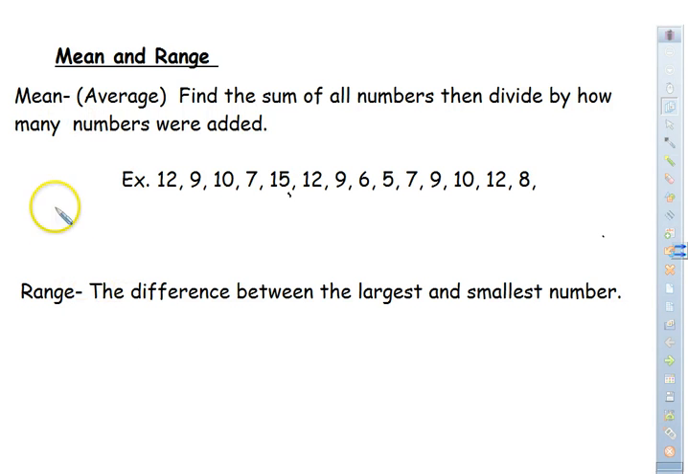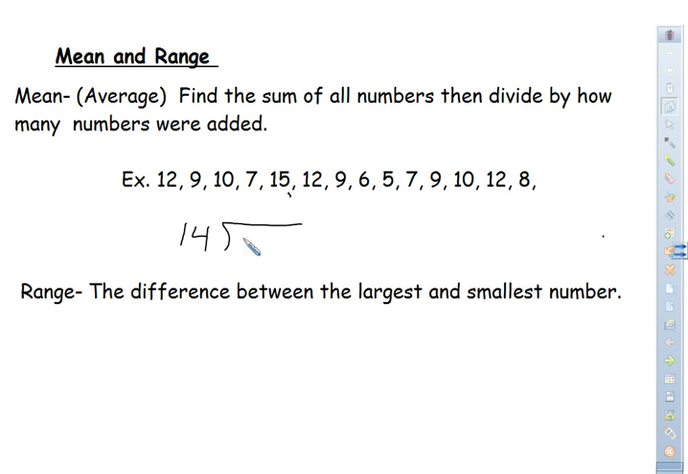Alright, today we're talking about the mean and the range. The mean means the average. That is a matter of simply finding the sum of all numbers, then dividing by how many numbers were added. So for this example, we would add all these numbers together, get an answer, and then we would divide that by 1, 2, 3, 4, 5, 6, 7, 8, 9, 10, 11, 12, 13, 14 numbers. So that's what we would divide by.